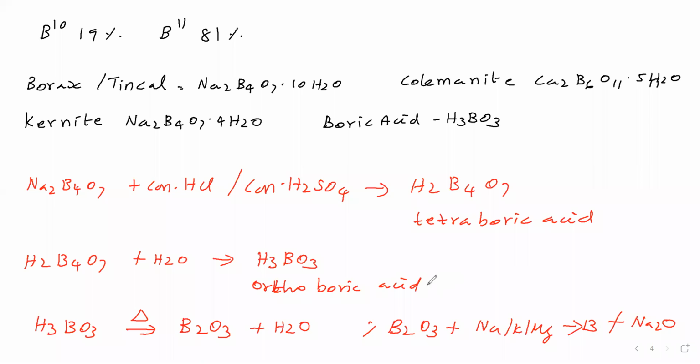Now we will see how this borax is converting into tetraboric acid, how tetraboric acid is converting into orthoboric acid, then how orthoboric acid is converting into B2O3. First we will see the structure of borax. Now borax formula Na2B4O7.10H2O. In this borax, 4 boron atoms are there.